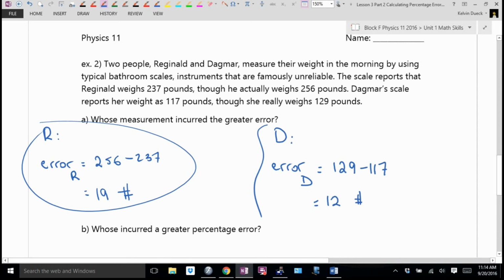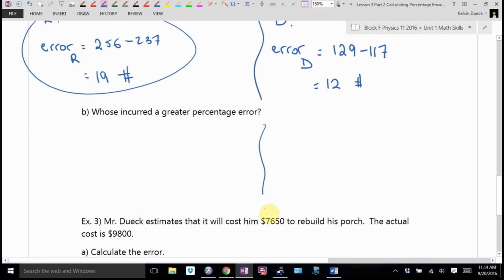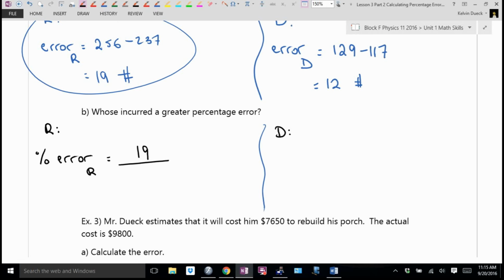Who has a bigger percentage error? Part B. There's two people again. Again, let's call this Reginald. Let's call this Dagmar. But this time we want to find the percentage error for Reginald. That's going to be the actual error of 19 divided by the correct value, the right value, the accepted value. Which is the correct value, the right value, the accepted value? Is the 256 the right one?